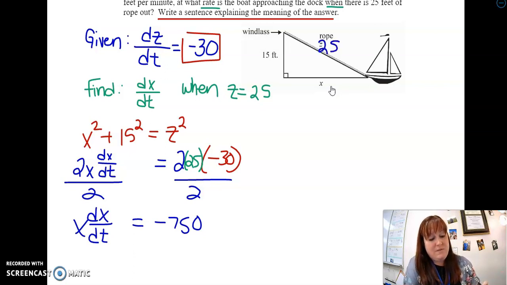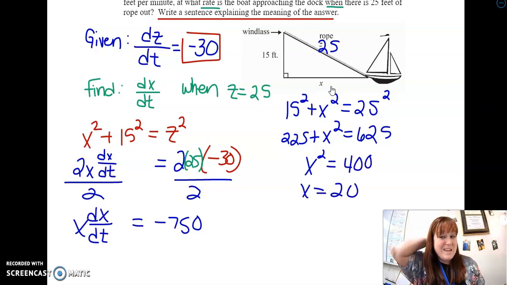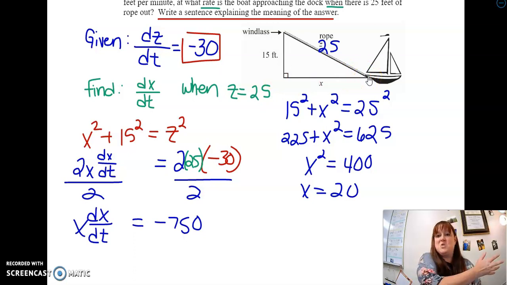So if this equals 25, then I know this triangle is 15 squared plus x squared equals 25 squared. So we have 225 plus x squared equals 625. So x squared equals 400. Therefore, x equals 20. And you're like, but wait, what about the plus or minus? Well, think about it. Can x be negative? No, because x is how far the boat is away from the shore. Like, it can't crash into the cliffs and then go 20 more feet, right? So we don't need to keep the negative 20.